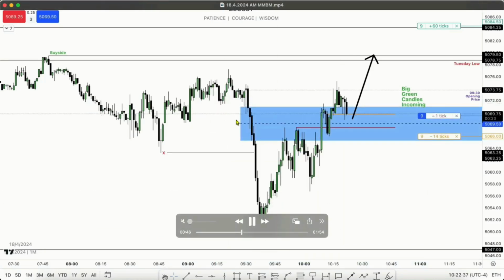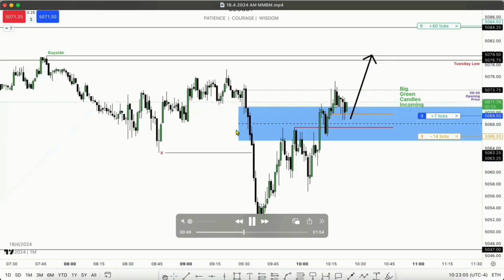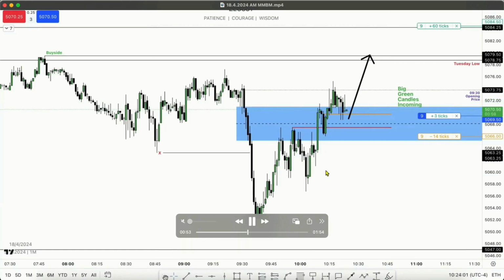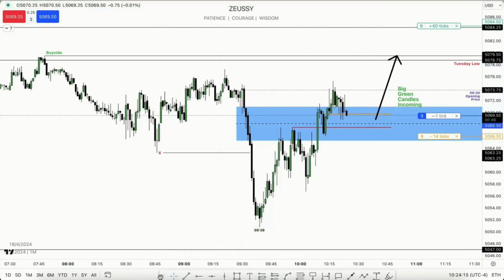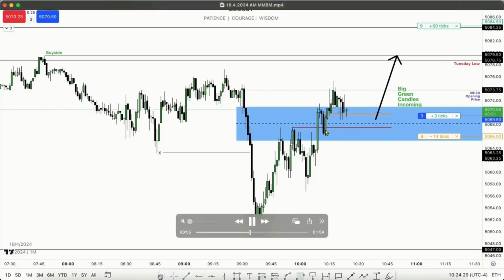As you can see, I have annotated CE of that blue box now, of that inversion fair value gap. Price could potentially trade into that and deeper into this down close candle, but it doesn't have to eventually. Again, the stop is drilled to the low right here.